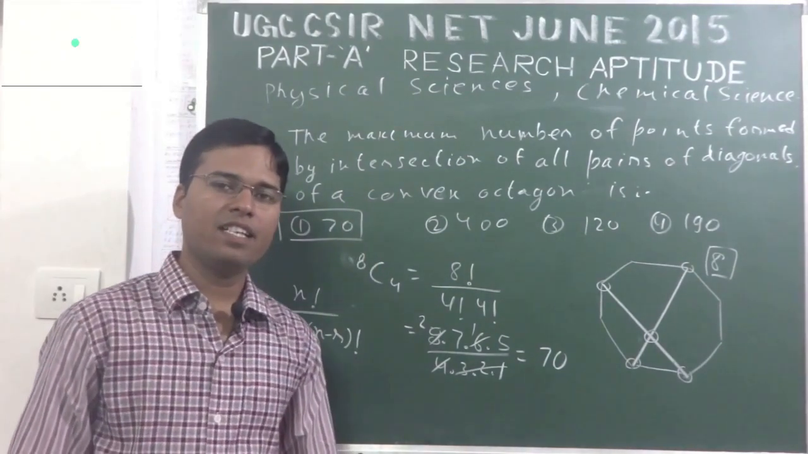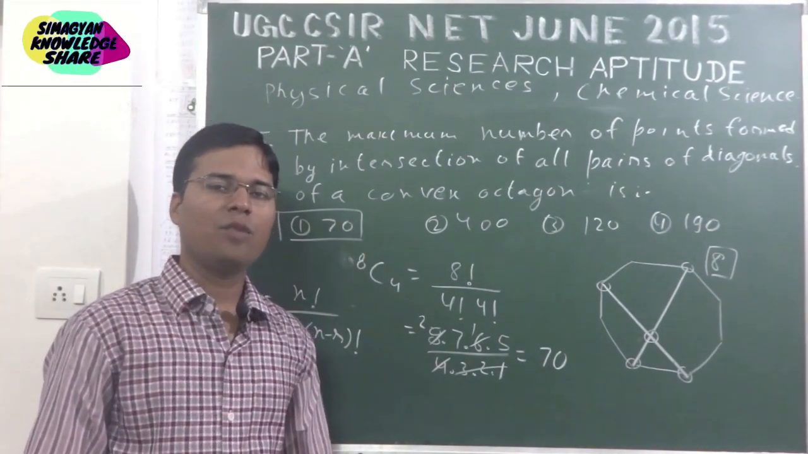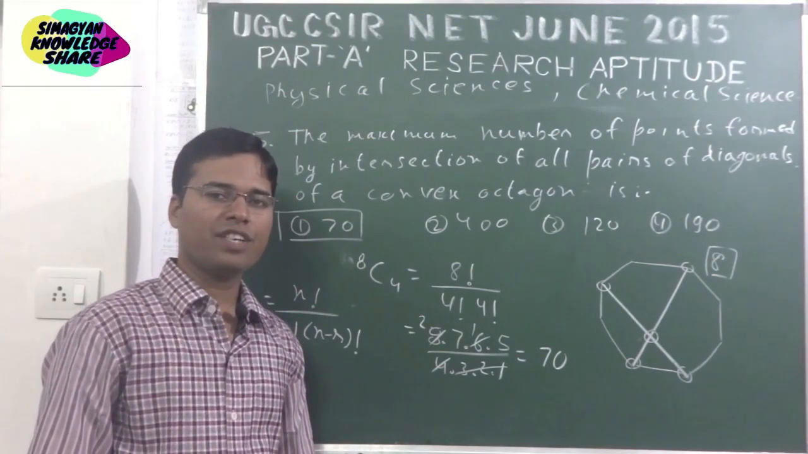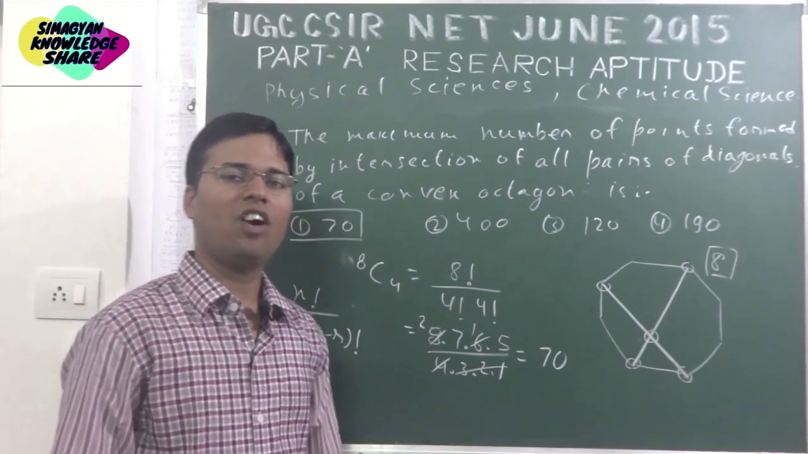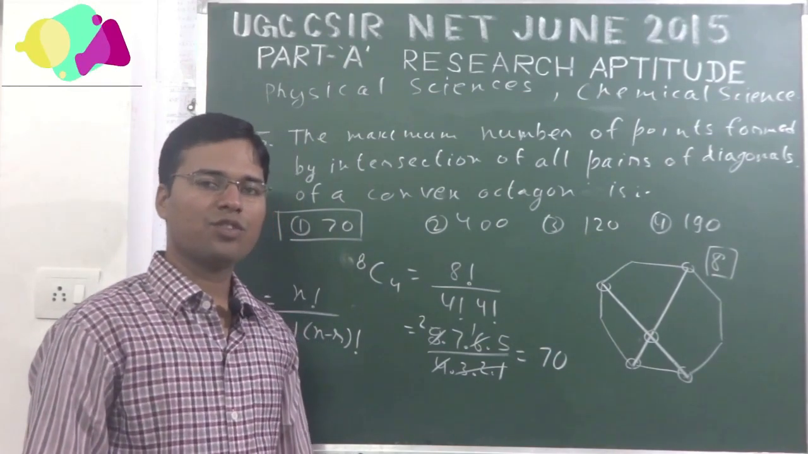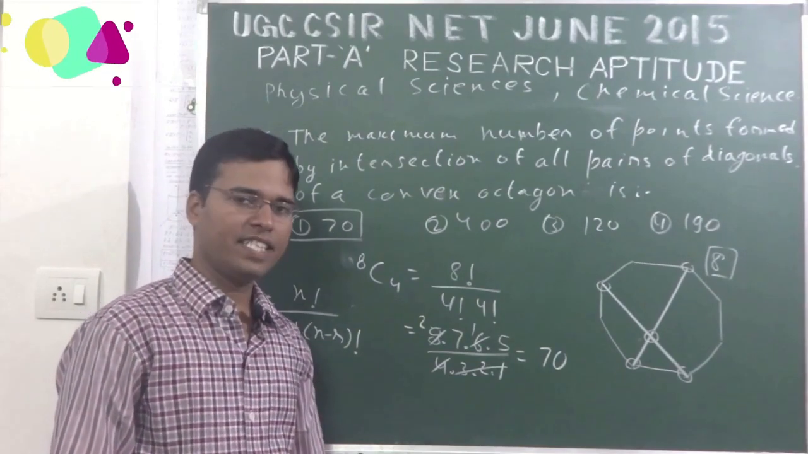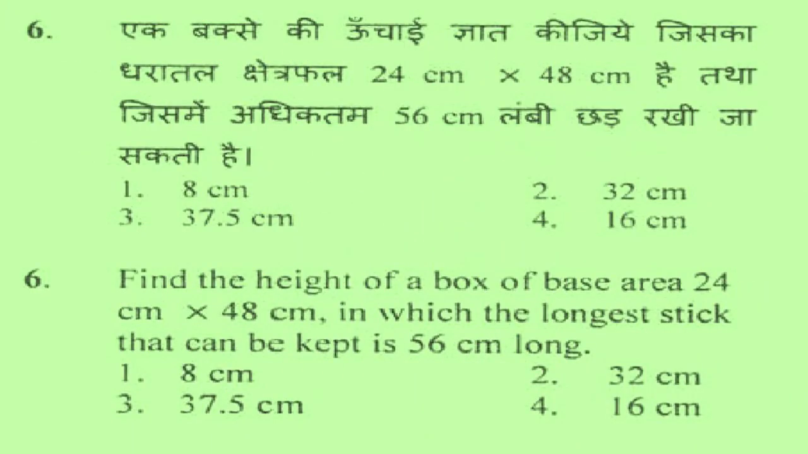The problems in part A of UGC-CSIR NET are very simple, and for scoring you would have to spend only half an hour on those problems. You can score 15% marks in this part. The next problem is problem number 6.